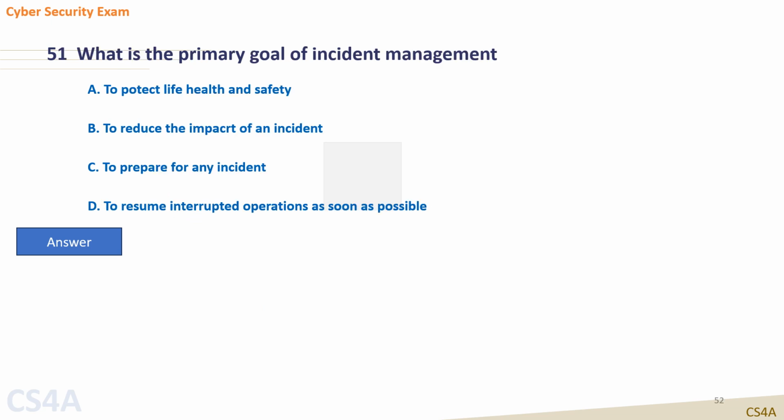So here the question is, what is the primary goal of incident management? The option to protect health and safety is not the correct answer. That is not the primary goal; that is a priority of incident response management. So option A is not correct. To reduce the impact of an incident might be a goal, but it is not the primary goal. To prepare for any incident, that's the primary goal of incident management. To resume interrupted operation as soon as possible is also not the primary goal; this is one of the goals. The primary goal is to prepare for any incident. So option C is the correct one.